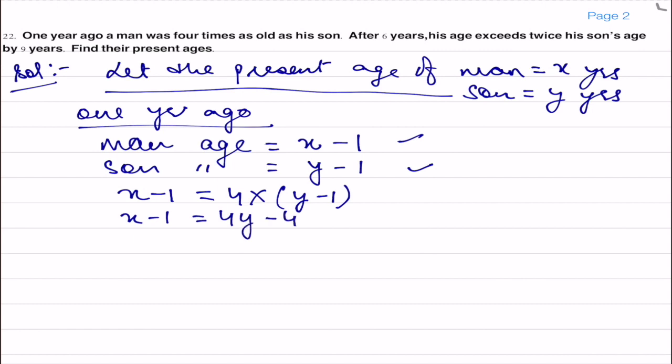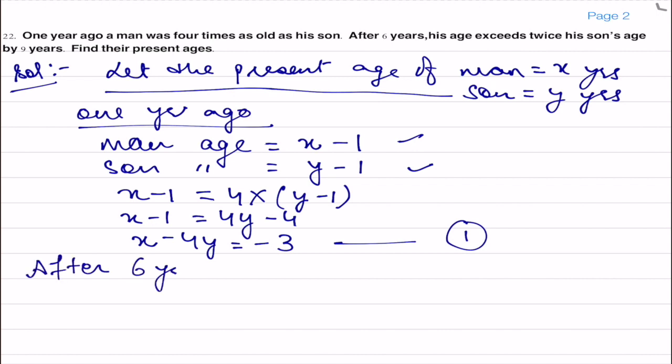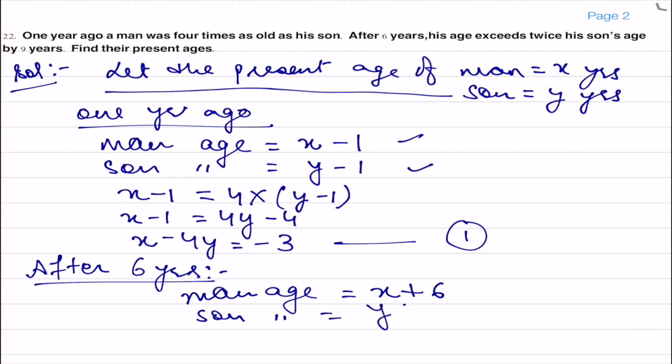When we open the bracket, we have to multiply with both the terms. So the equation is x minus 4y is equal to minus 3. This is our first equation. Now I come to the second part of the question. After 6 years from the present, first we will find out their ages. The man's age, present is x, so after 6 years, in the future, it will be x plus 6. And the son's age will be y plus 6.